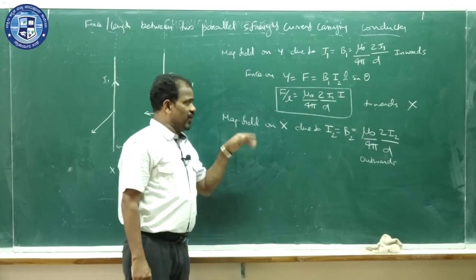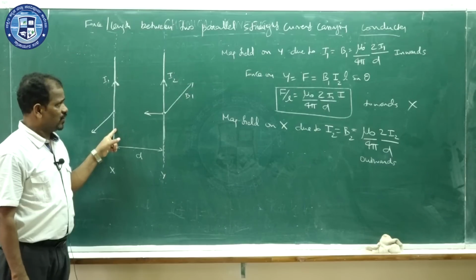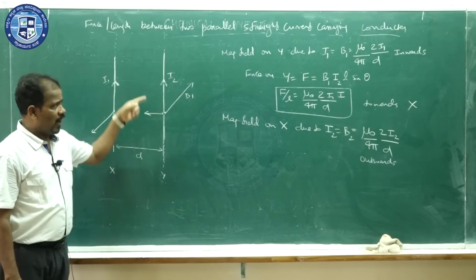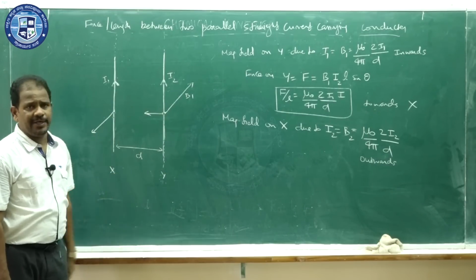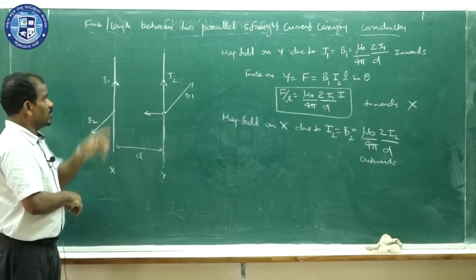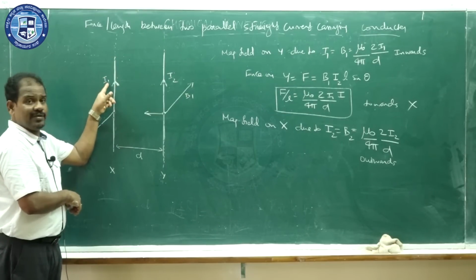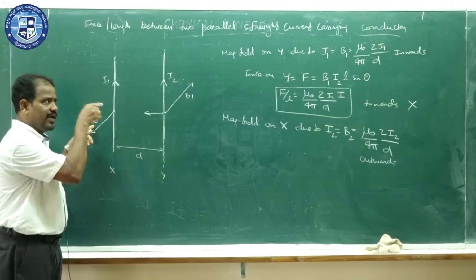So magnetic field on X due to I2 is mu naught by 4 pi, 2 I2 by D, outward. So this is B2. Why do I call it B2? This is the wire which carries current I1, and here the magnetic field is called B2 because it is due to the current I2.